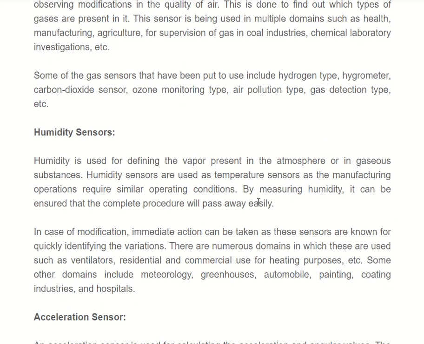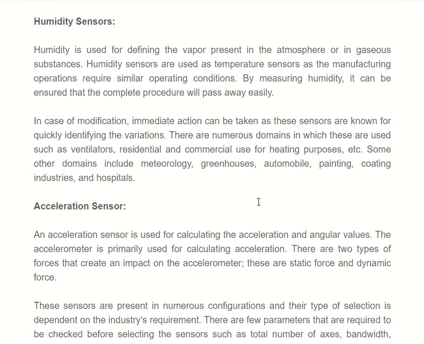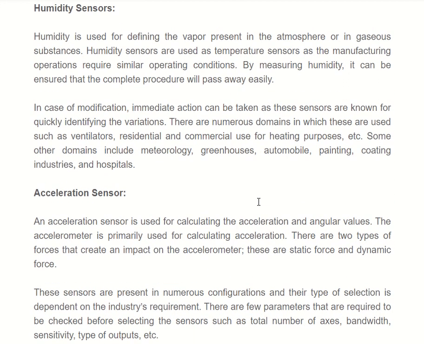After that we have the humidity sensor and the acceleration sensor. This humidity sensor is used for defining the vapor present in the atmosphere or in gaseous substances. And humidity sensors are used alongside temperature sensors, as manufacturing operations require similar operating conditions. By measuring humidity, it can be ensured that the complete procedure will pass smoothly, right?